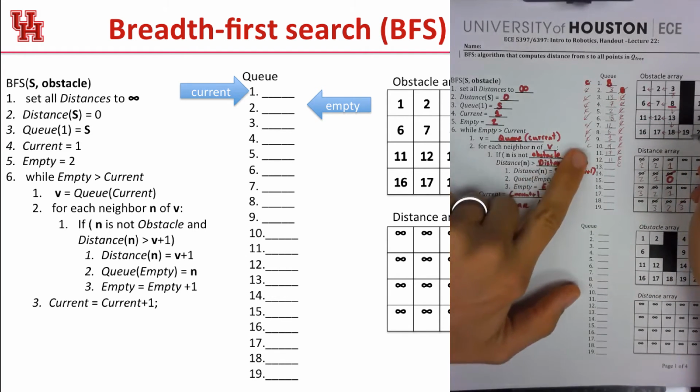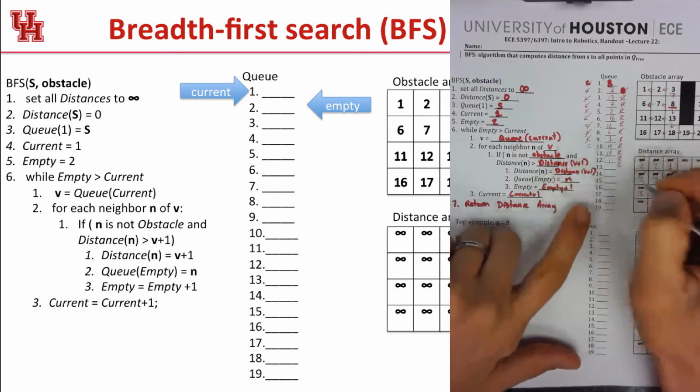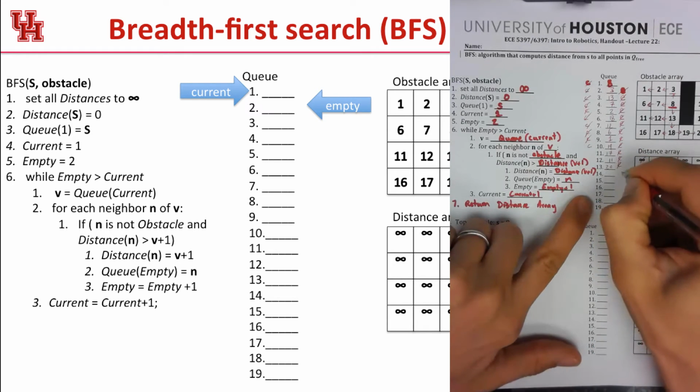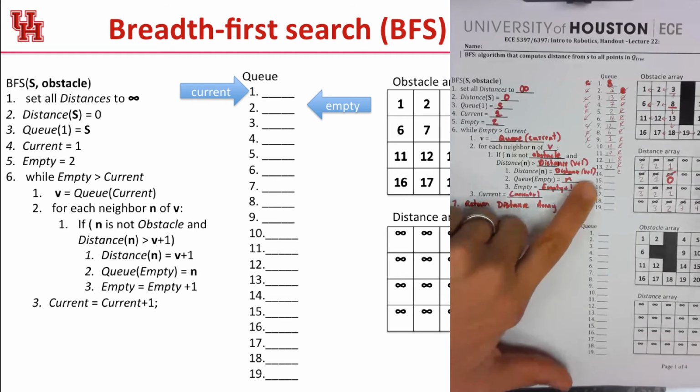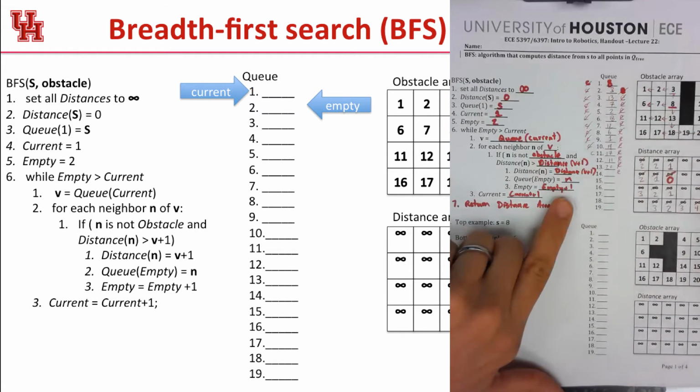Whew, 19 does have a neighbor I can visit. No, this is an obstacle, but 20 hasn't been visited. So I'm going to set 20 to 4, which is 3 plus 1. I'm going to add 20 here, take my E and move it down here. And there are no other neighbors for it, so I'll increment my C pointer.